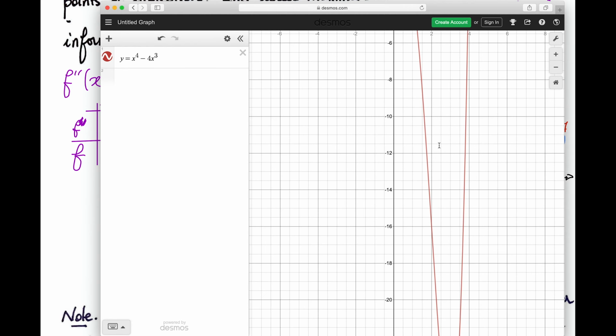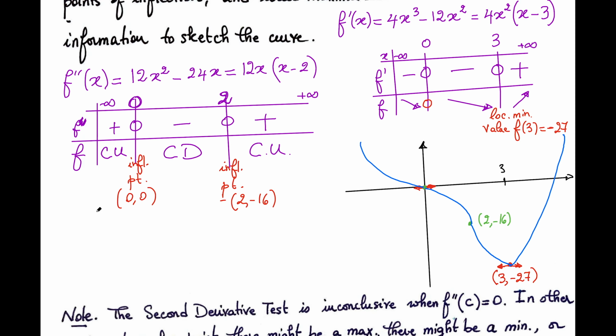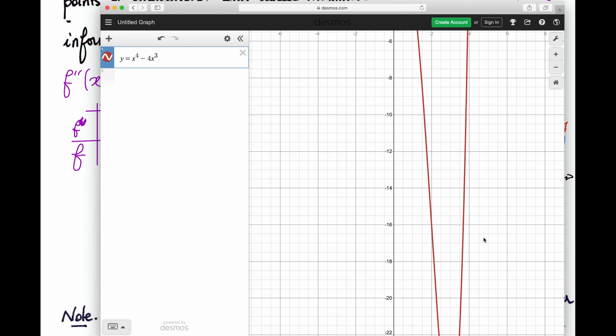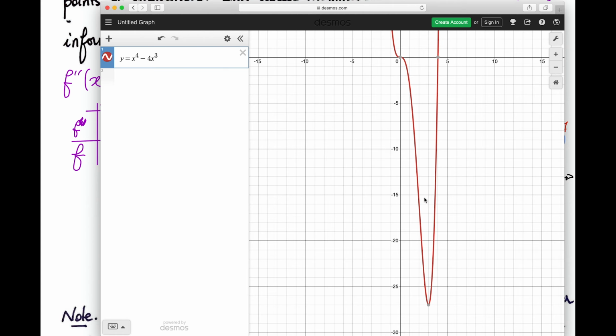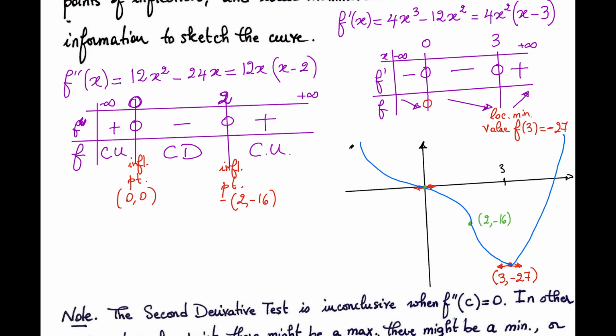So at 2, we're talking about this point, negative 16 here, right? 2 comma negative 16. It's changing concavity here, from concaving downward to concaving upward, right? And then from this point on, it's gonna keep decreasing all the way to this point, which is 3 comma negative 27, which we found, right? And then it keeps increasing from this point on while being concaving upward. So this is how you collect information about f: you collect information about f prime and translate what it means in terms of f, and collect information on f double prime and translate it to f.